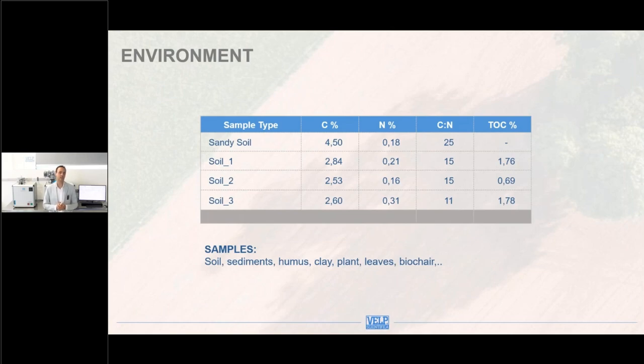In this last example, we measure different kinds of soil and sediments, and we measure, of course, total carbon and total nitrogen. The instrument is able to determine the ratio between carbon and nitrogen, and of course the total organic carbon determination, that is TOC. We measure soil, but of course we can measure any kind of sample in this field. That can be soil, sediments, clay, plants, leaves, and more recently, biochar, for instance.